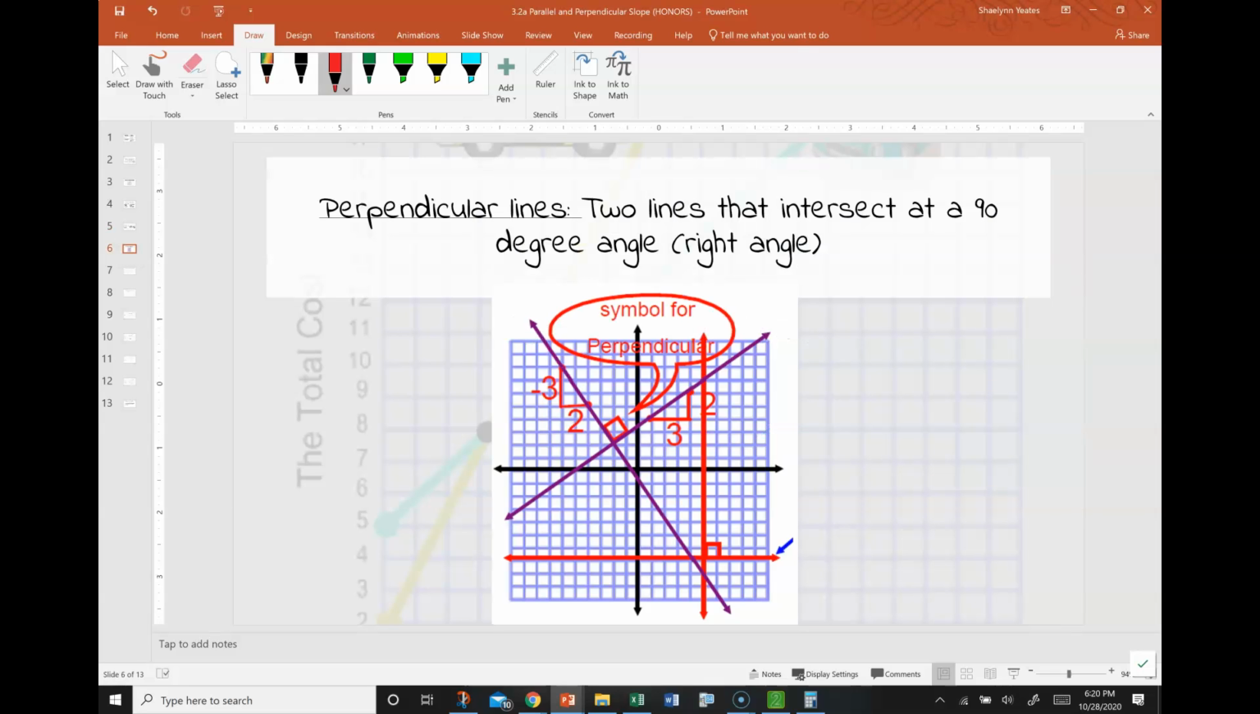Okay, let's go on to perpendicular lines. Two lines that intersect at a 90-degree angle, a right angle, are called perpendicular. The symbol for perpendicular is this symbol right here, and we tend to mark angles with this little box in the corner when it's a right angle. What's interesting about perpendicular lines is their slopes multiply to negative 1. In other words, they're opposite reciprocals of each other.